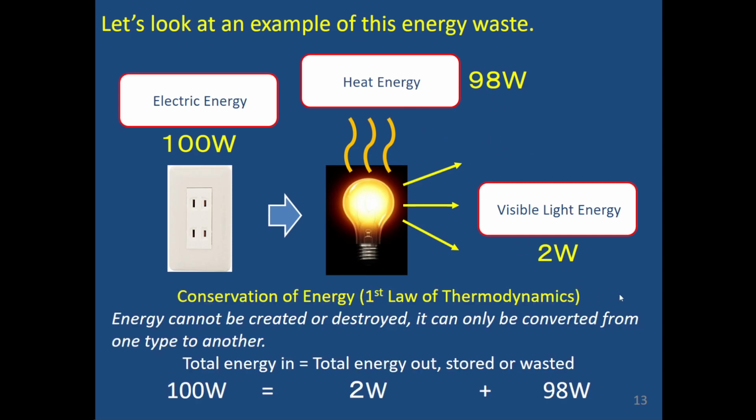And this is part of the conservation of energy concept, or the first law of thermodynamics. Energy cannot be created or destroyed. It can only be converted from one type to another, or more simply, the total energy in to some device equals the total energy out, or stored, or wasted. Now here we put in 100 watts, and we get out 2 watts of light and 98 watts wasted for heat.